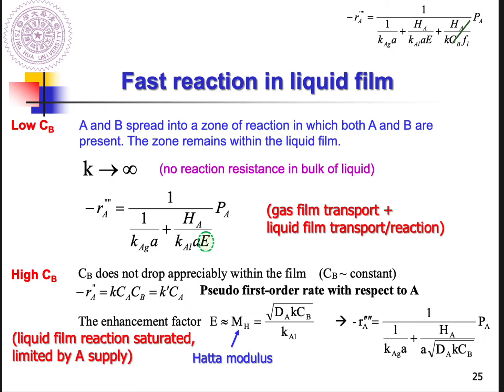So the Hatta modulus becomes here. As long as you know the concentration of CB, and you perform your experiments at constant temperature so that DA and kL remain constant, then you know the MH, right? You substitute E with MH, then you can get the RA for pro. Yes, it turns out perfect. But professor, you haven't talked about how to obtain the E in the low CB case. How to do that?